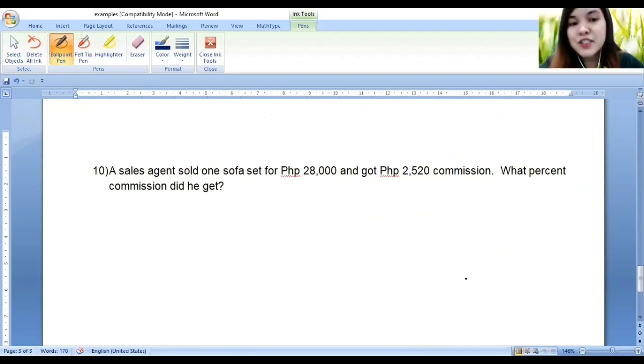Number 10. A sales agent sold one sofa set for 28,000 pesos and got 2,520 commission. So, ito yung total sales ng sofa. So, this is our base. So, ito yung nakuha niyang commission, part of a whole. So, this is our percentage. What percent commission did he get? So, commission rate ang hinahanap natin.